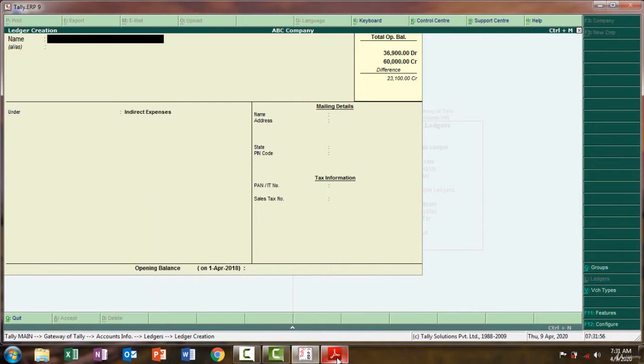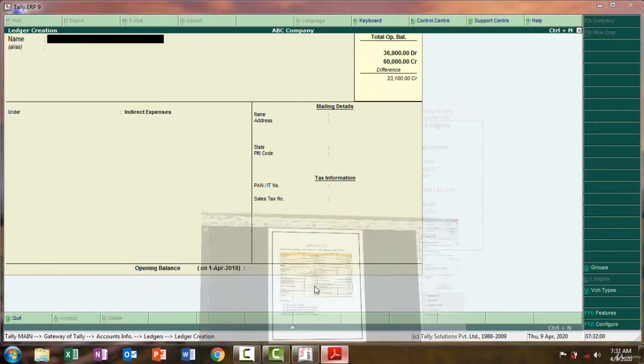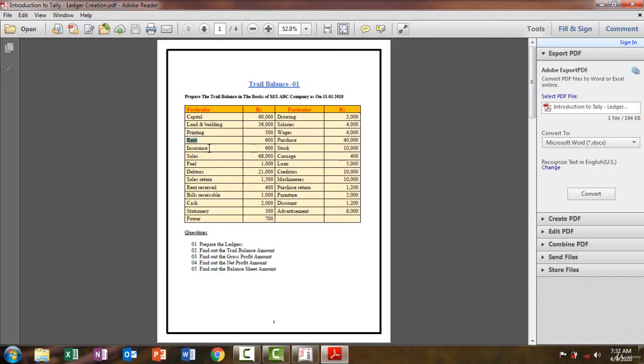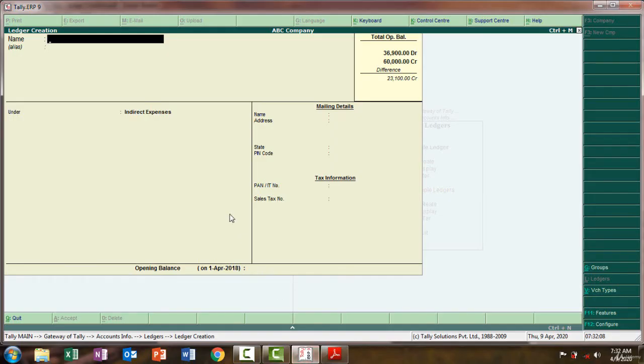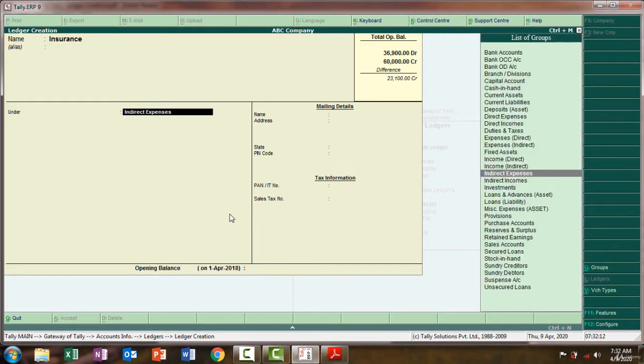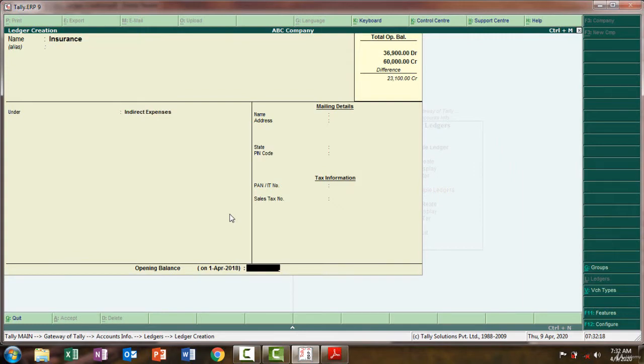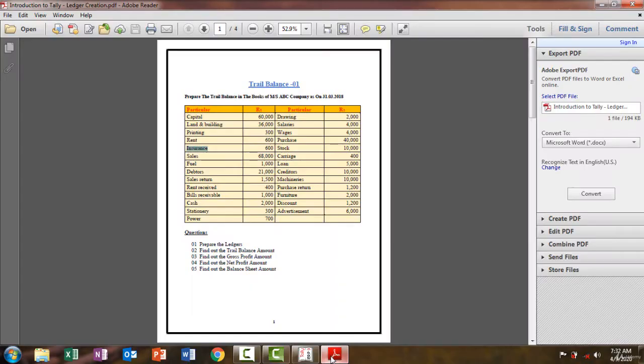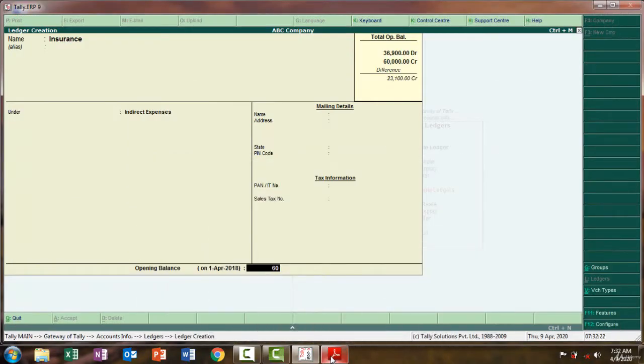debit. The next one is insurance 600. We have to type insurance here, also indirect expenses. How much? 600.